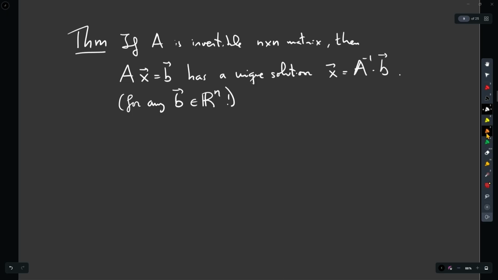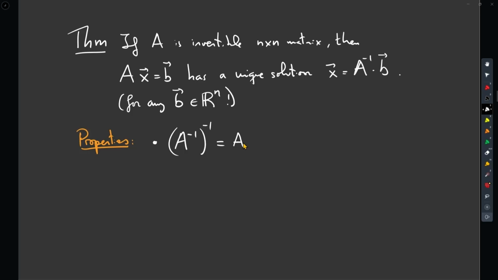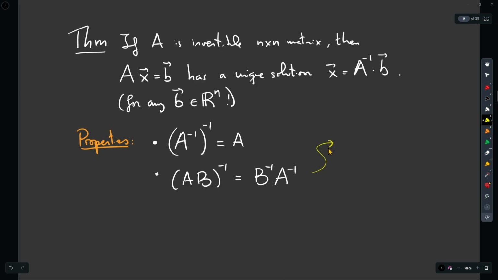Now, some properties of the inverse matrix that are very useful are the following. First of all, what is the inverse matrix of the inverse? That is itself. What matrix would I have to multiply A inverse by to get the identity? That would be A, so that makes sense. The inverse matrix of a product, it turns out, is the product of the inverse matrices, but be careful because it is in the opposite order. So the inverse of A times B is B inverse times A inverse. Let me show you that that is true.